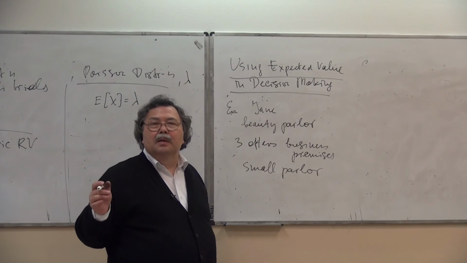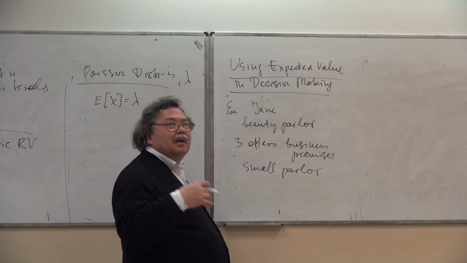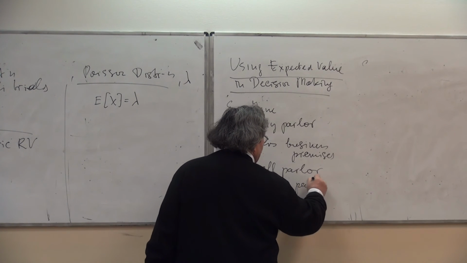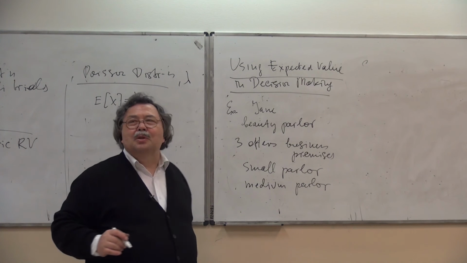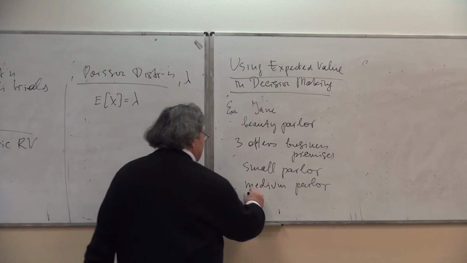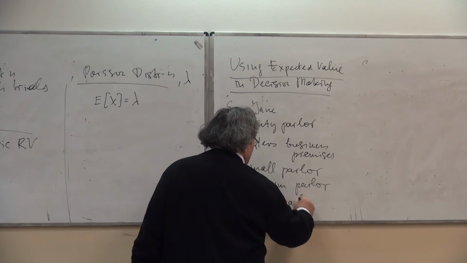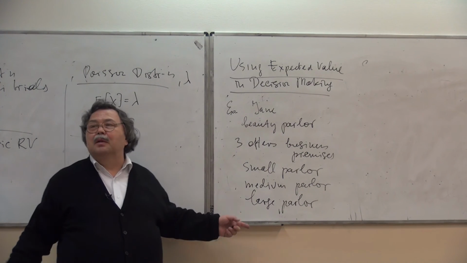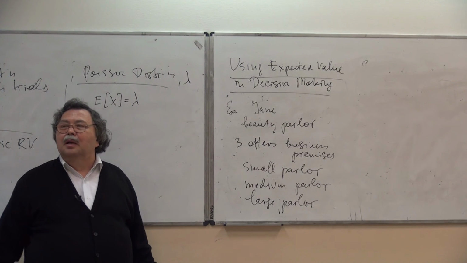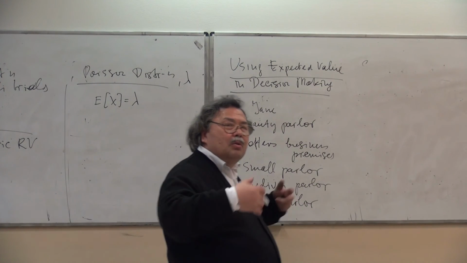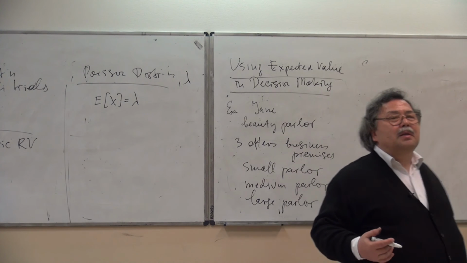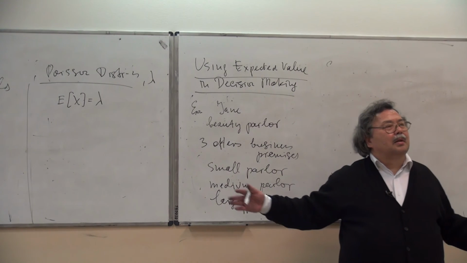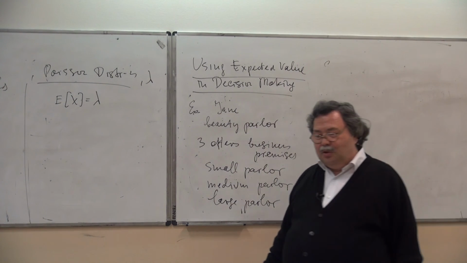Well, if she takes another offer, she can open a medium-sized parlor. And the third option means a large parlor. Obviously, opening a large parlor means larger expenses. But also, if business goes well, if it's successful, she can get larger profits in this case. So it's a kind of gambling situation.